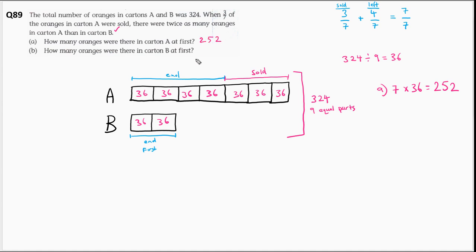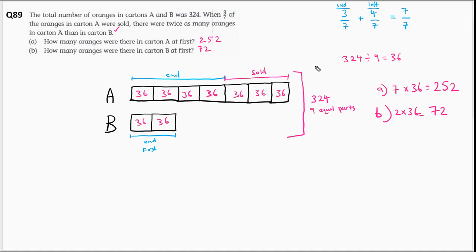And how many oranges were there in carton B at first? Well, that's just 2 times 36, which is equal to 72.